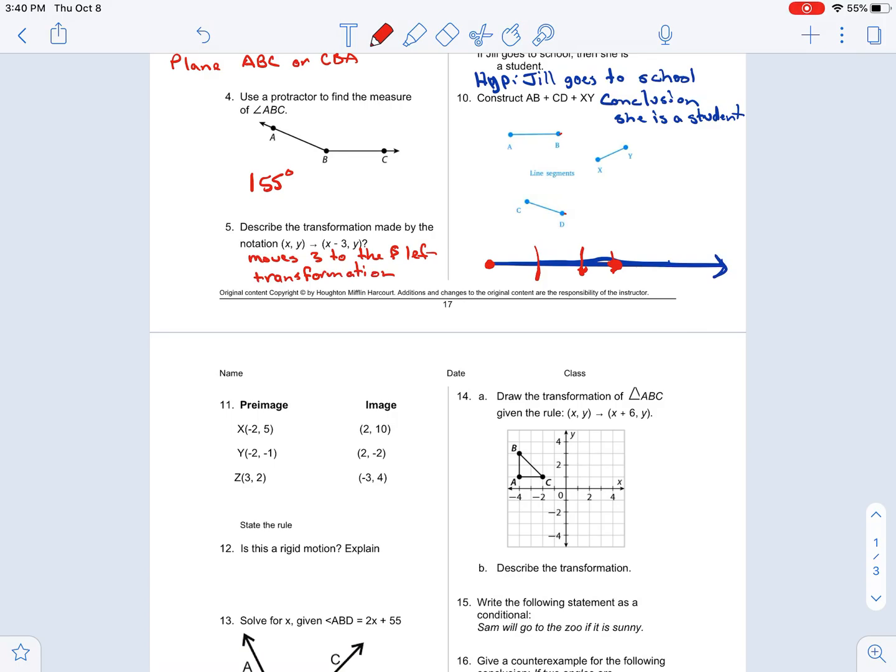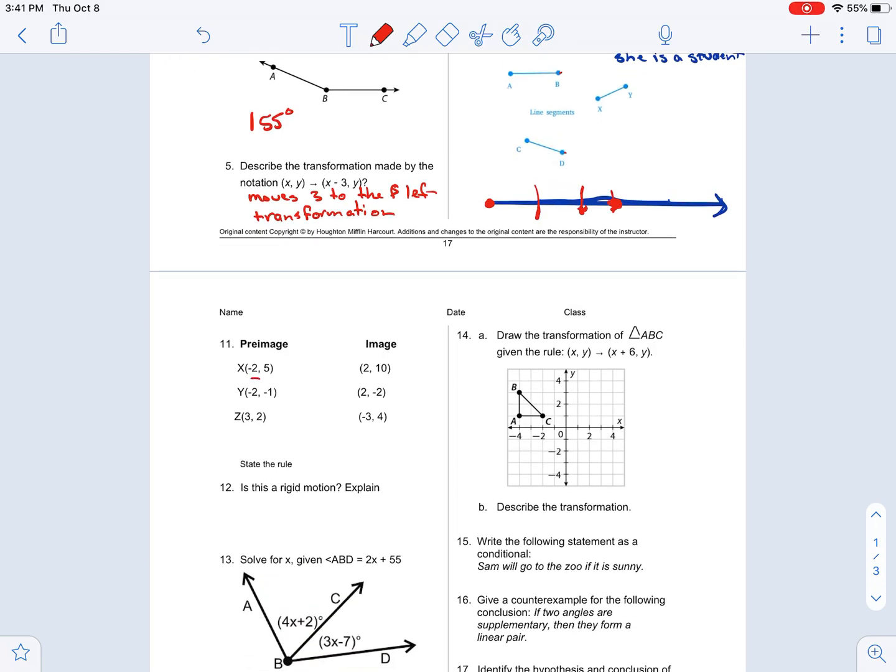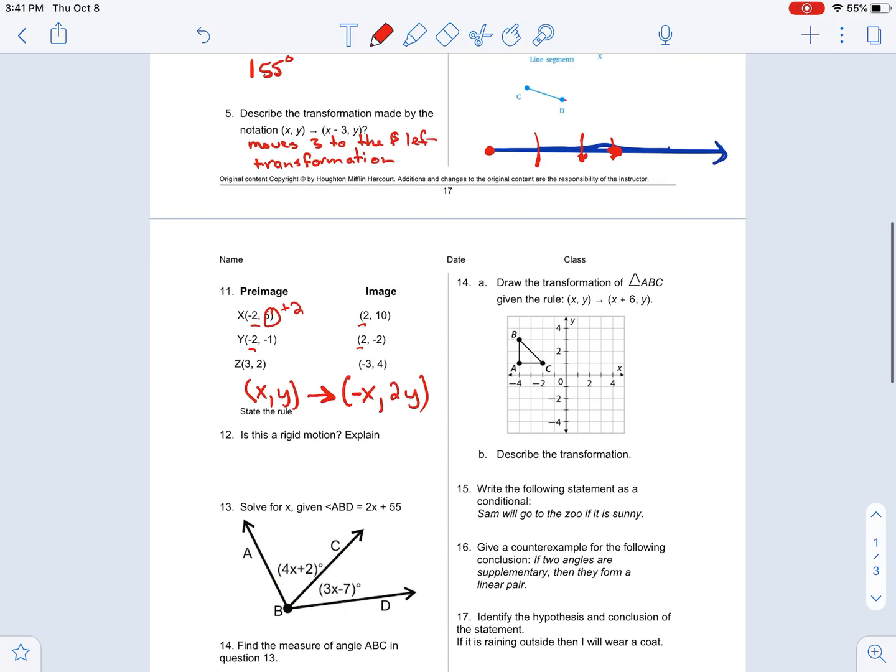All right, next thing, we want to state the rule. So I'm just looking here. We go from -2 to 2, from -2 to 2. So I can see, hey, for my X and Y, my X is just switching the sign. Now for my Y, I'm going from 5 to 10, from -1 to -2. So I'm taking this value and I'm multiplying it by 2 for each one of those. 2 times 2 is 4. So I'm going 2 times my Y value. Okay, this would not be rigid, not rigid.